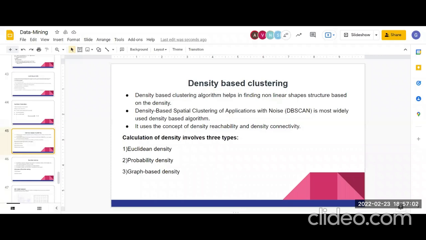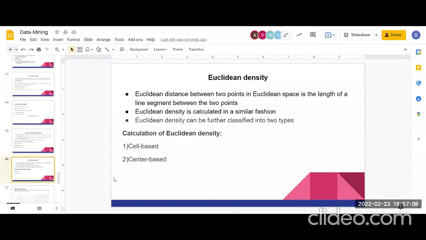And as part of our group assignment, we've got only Euclidean density, so we'll cover that in our slides. Mathematically speaking, Euclidean distance is the distance between two points in Euclidean space, basically the length of a line segment between the two points. For example, if in a Cartesian coordinate system we have two points A and B, we need to find the distance between the two points.